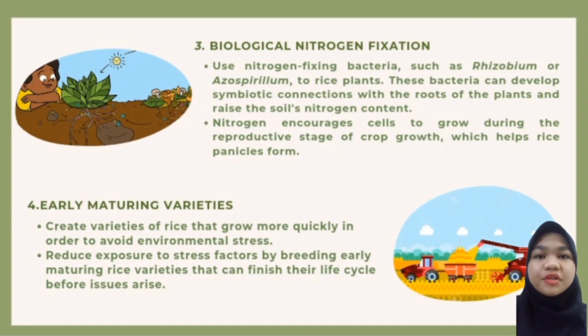Fourth, early maturing varieties. Create varieties of rice that grow more quickly in order to avoid environmental stress. Reduce exposure to stress factors by breeding early maturing rice varieties that can finish their life cycle before issues arise.